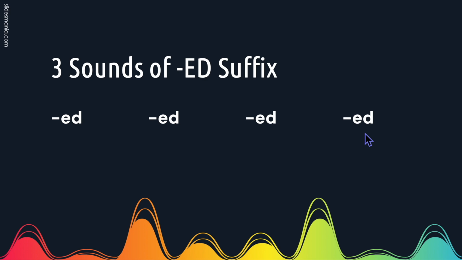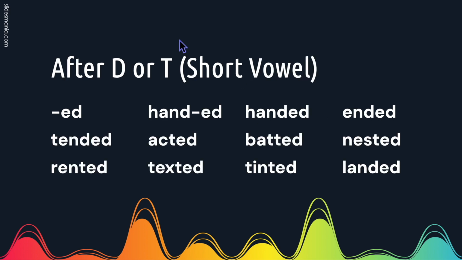Ed, d, t. If you only remember one rule about which pronunciation to use, remember this rule. If the root word ends in a D or a T sound, it's the sound, not the spelling, that counts. Then we need to use the ed sound with the short E clearly pronounced. This is because we cannot pronounce the D in the next syllable without the vowel sound. Let's look at an example.